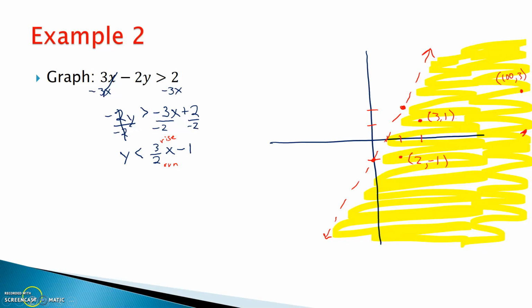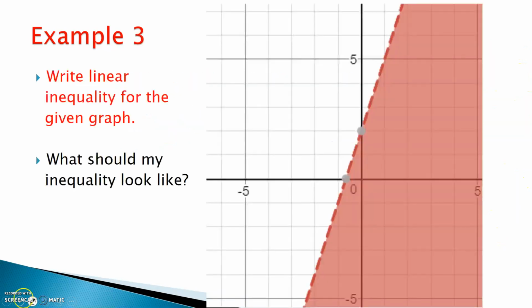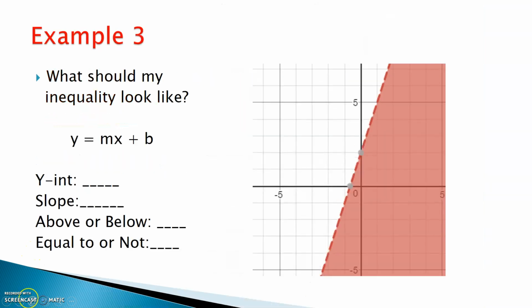All right, let's move on to our last 2 here. Okay, so example number 3. Now I want to go backwards. So it says write the linear inequality for the given graph. So I give you guys the picture. Now what I want to do is I want to go backwards. Can I actually go and write the equation? So let me go on to the next slide.